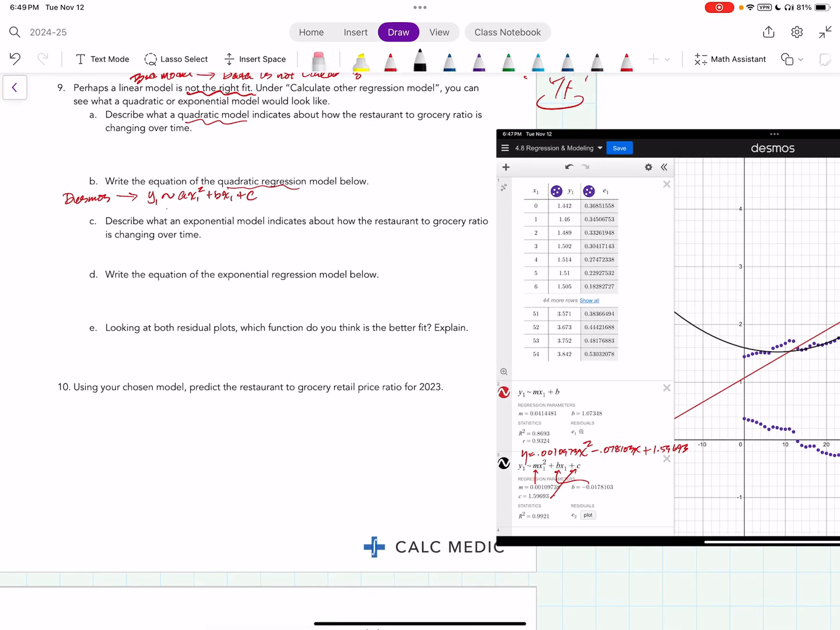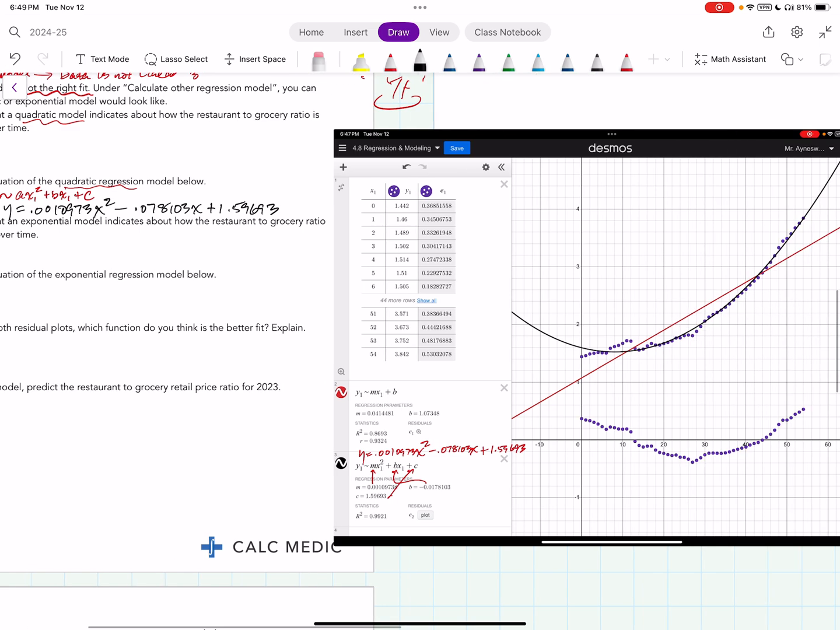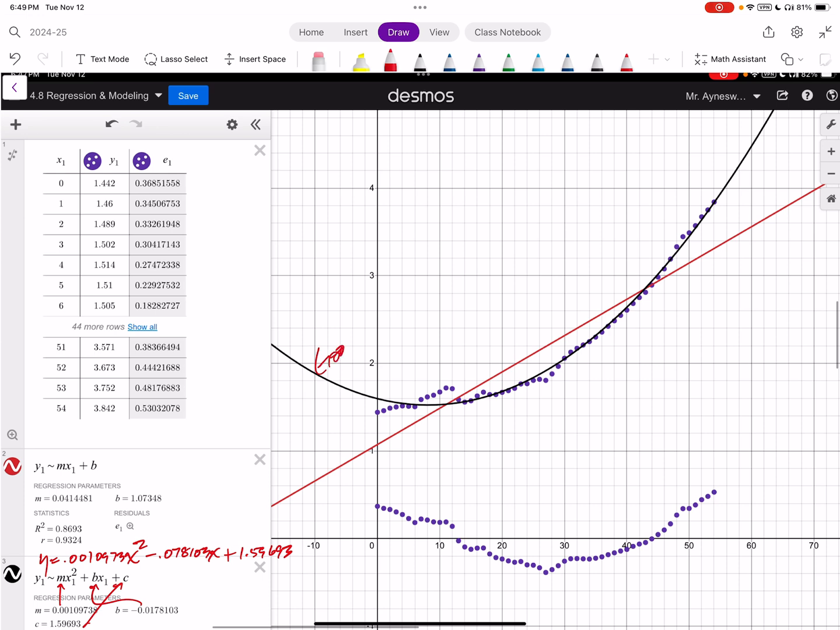My function looks like y equals 0.0010973, I'm just reading my notes here, x squared, minus 0.078103 times x plus 1.59693. There's your quadratic model, and it does a really good job. This is a good model. Let's go back to our graph and make a note of that. This is a good model because it goes through the data points.